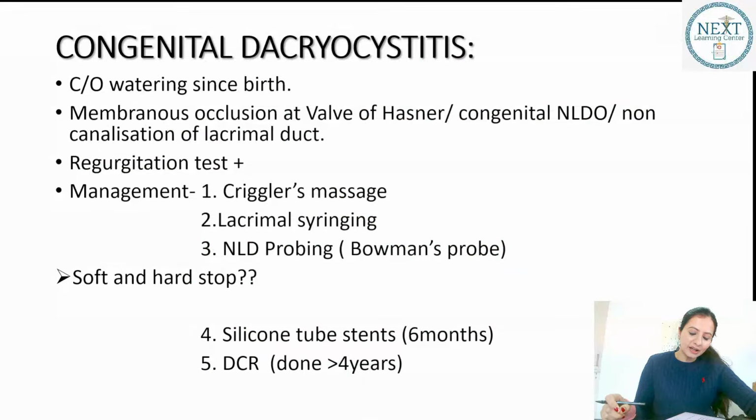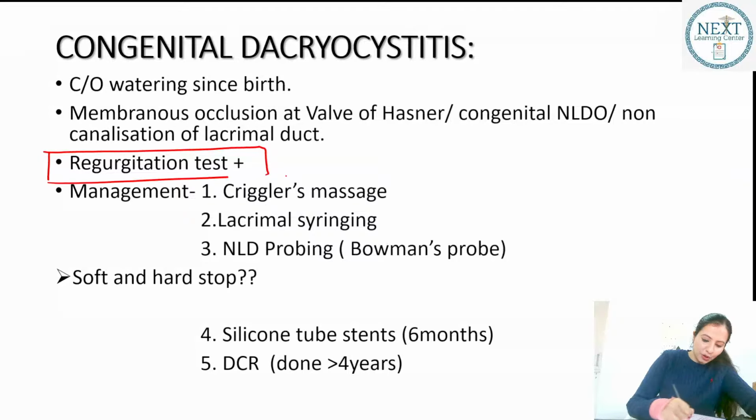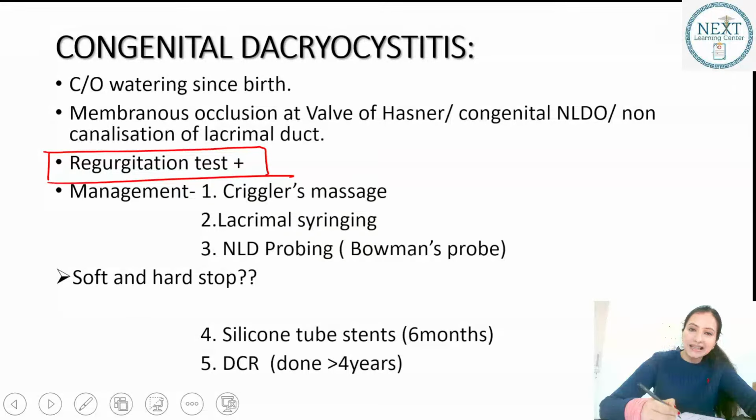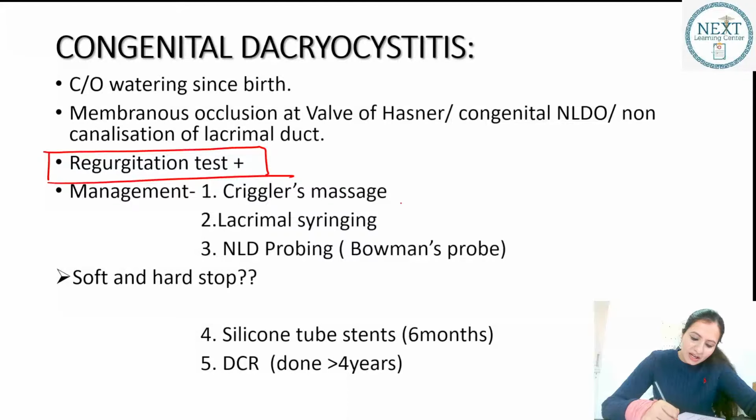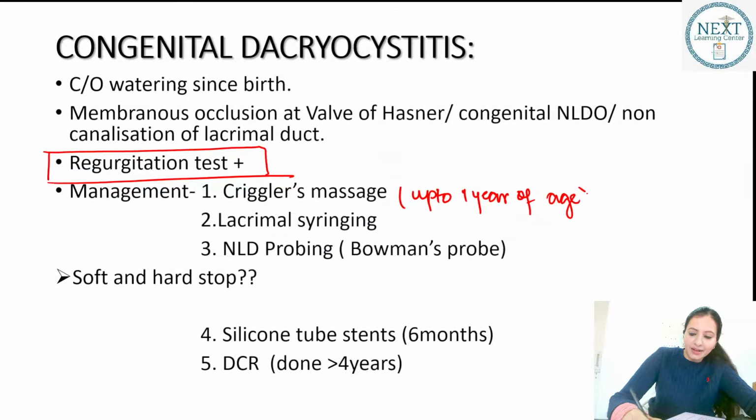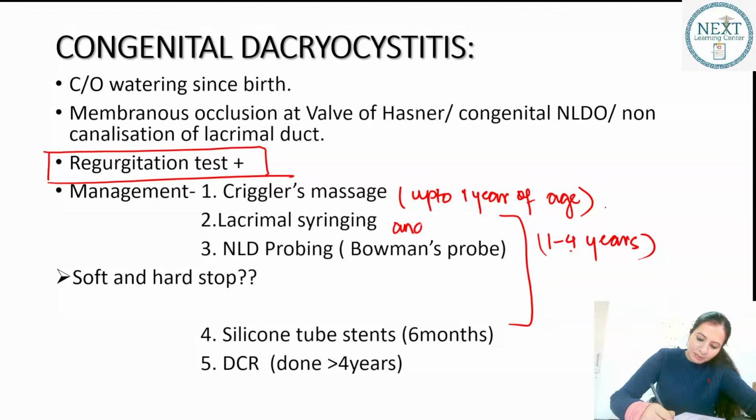Now, congenital dacryocystitis, it is because of the membranous occlusion at the valve of Forstner, or because of congenital nasolacrimal duct obstruction. In this, regurgitation test is going to be positive. Management will involve Crigler massage. Crigler massage is generally done up to 1 year of age. Then, between 1 to 4 years of age, you do lacrimal syringing and nasolacrimal duct probing.